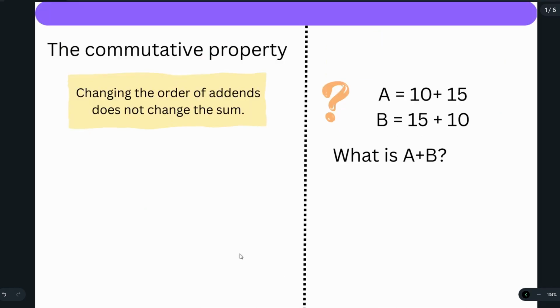Here's our next lesson. Changing the order of addends does not change the sum. Okay, let's do an example to understand better. Here we have A and B. It's asking what is A plus B.